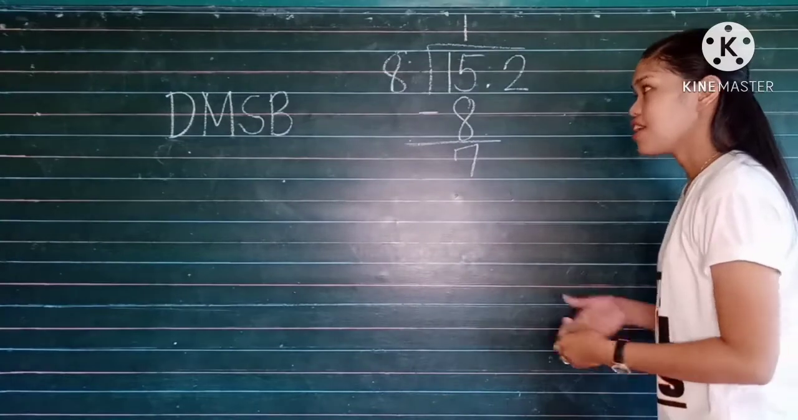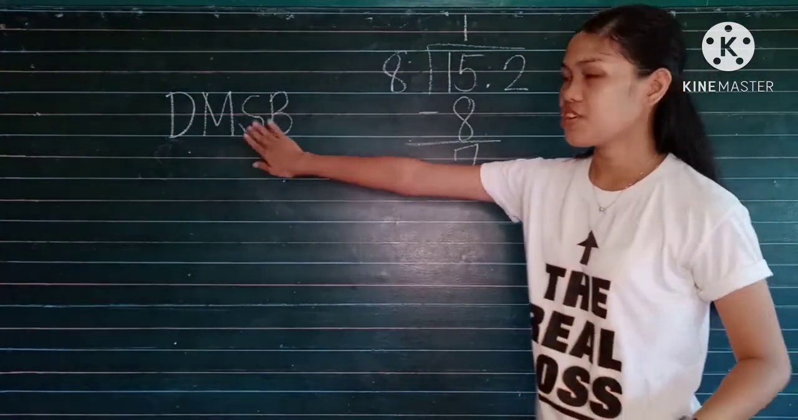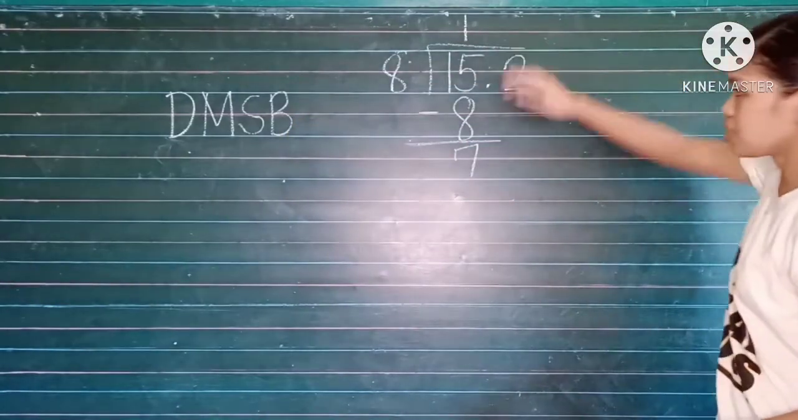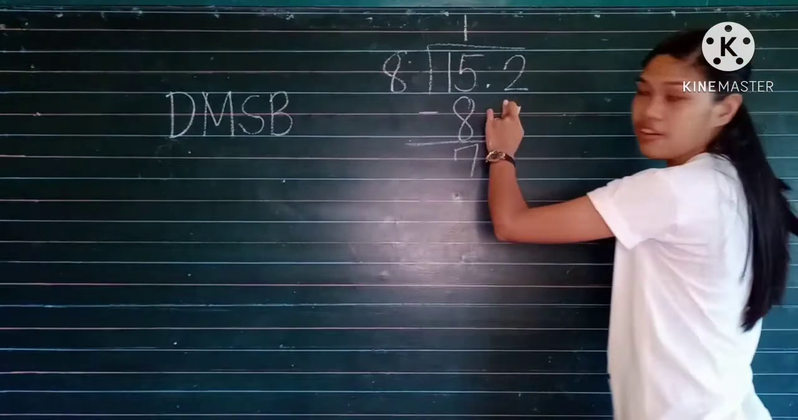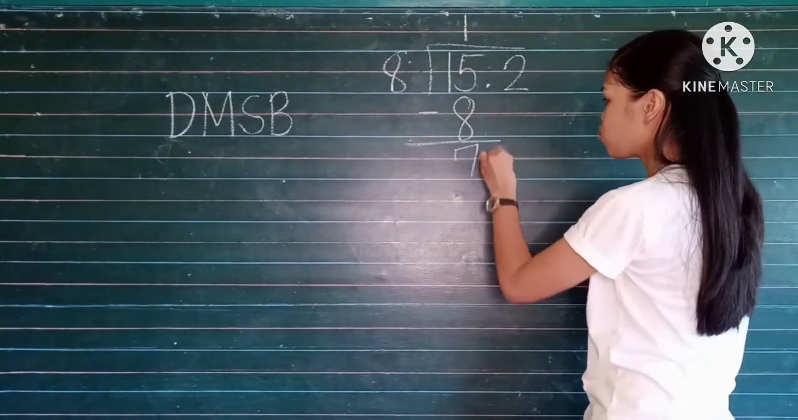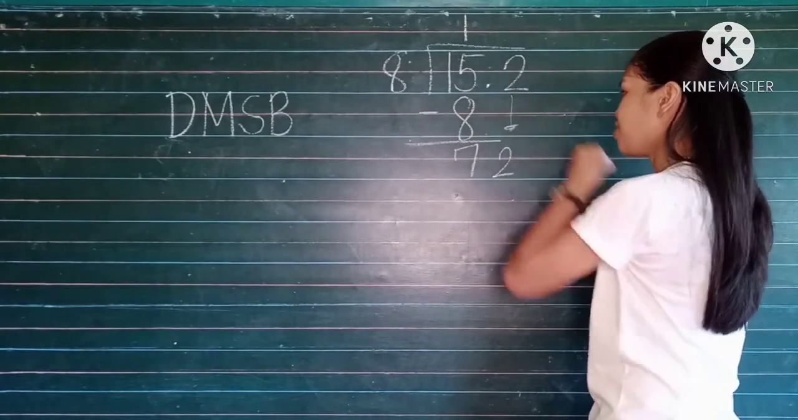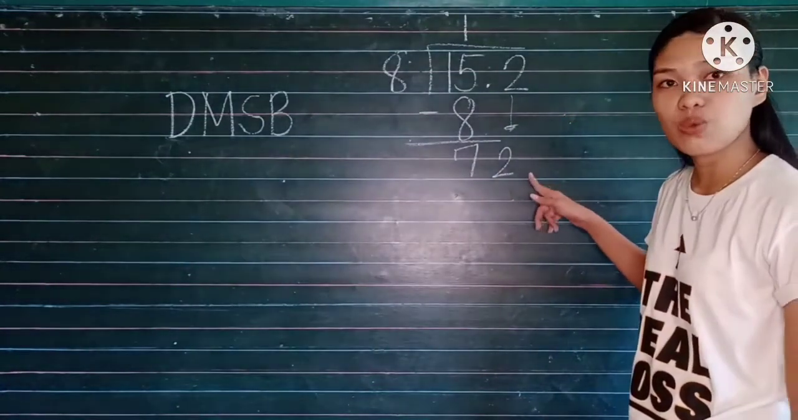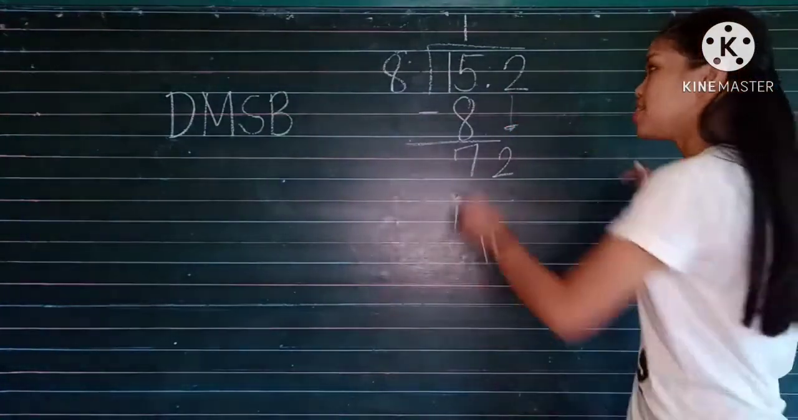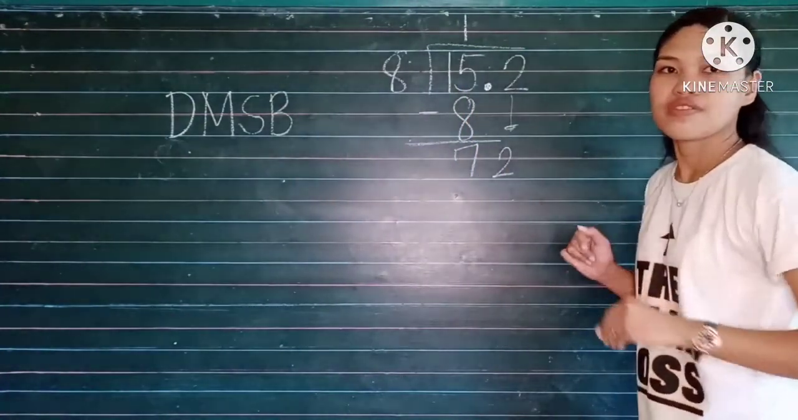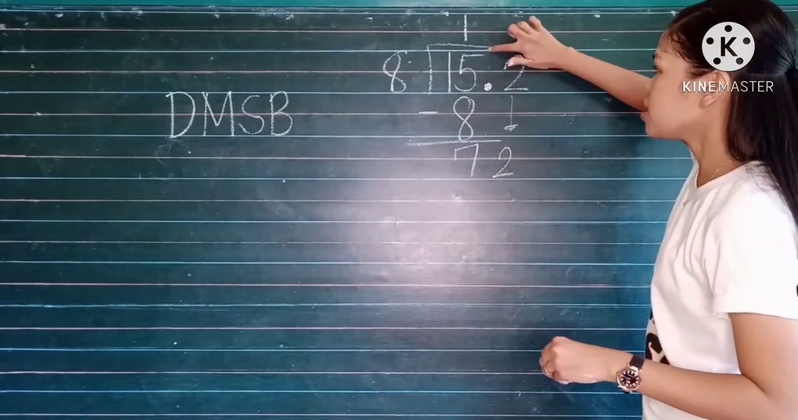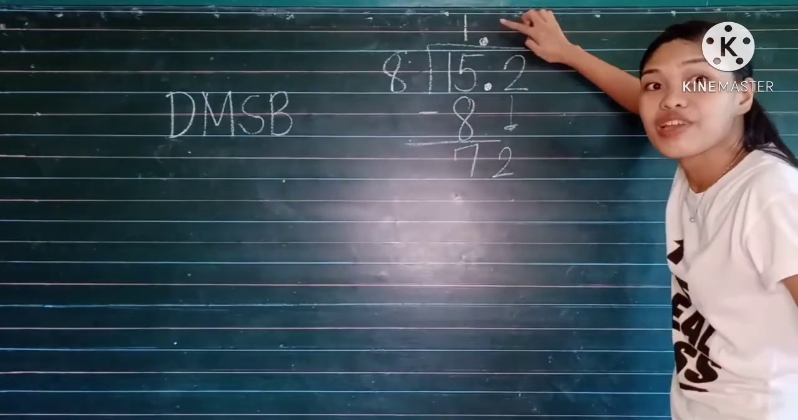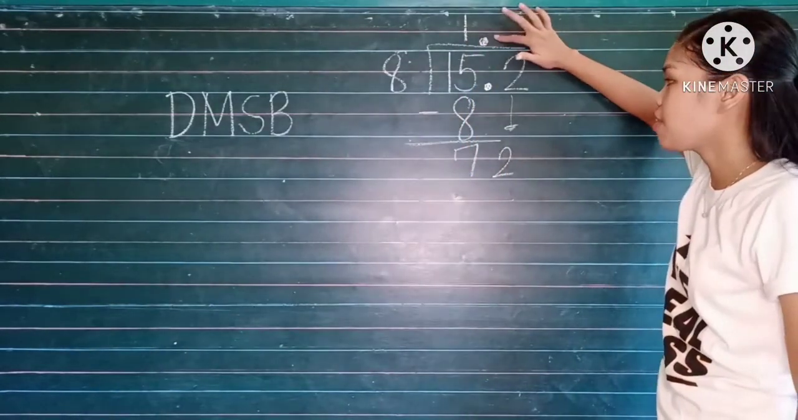Okay. Next, we're done with subtraction. We'll go to bring down. Okay. We're going to bring down only one number here. Okay, bring down. We have 2. We are going to bring down here. That's why it is 72. Notice there is a point here, a decimal point. Then, we place also a decimal point in the answer above.